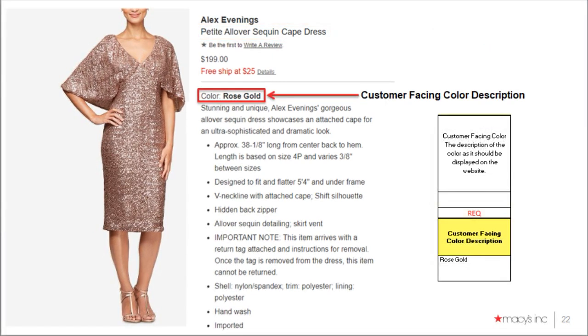The next column is the customer-facing color name that appears on the website. When writing this, ensure that it uses initial caps only and does not include any abbreviations or misspelled words.